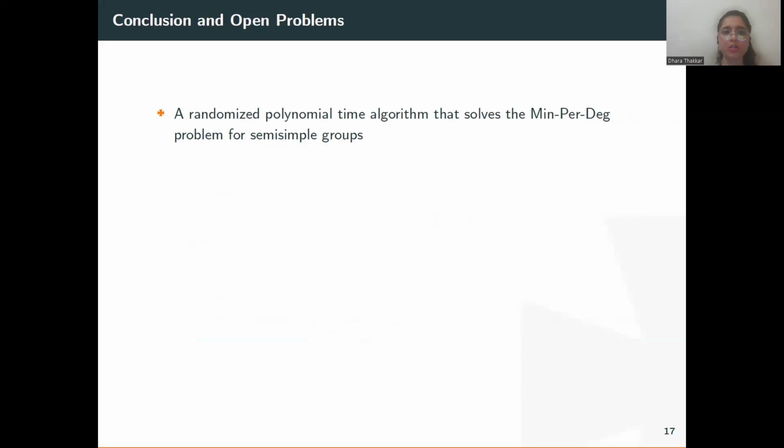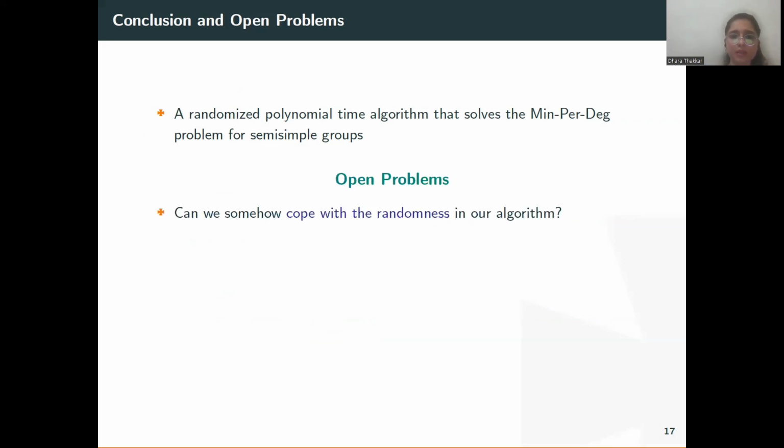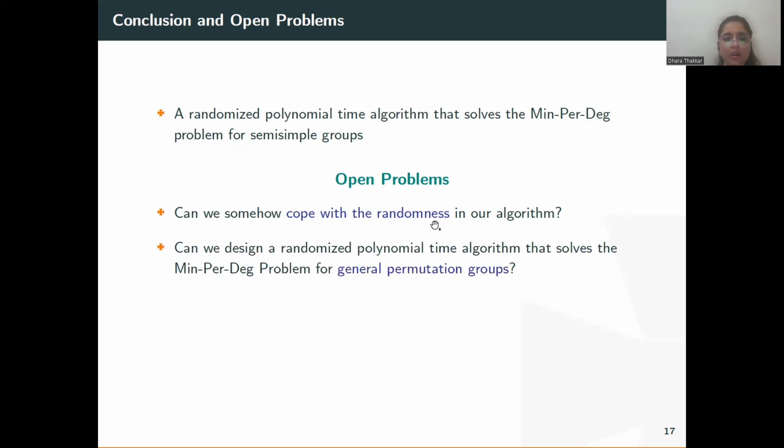So to conclude the talk, what we have seen is a randomized polynomial time algorithm that solves the minimal permutation degree problem for semisimple groups. There are certain open problems. For example, one natural open question is: can we get rid of the randomness in our algorithm? Also, can we design a randomized polynomial time algorithm that solves the minimal permutation degree problem for general permutation groups and not just semisimple groups? Or whether GI could be shown to reduce to minimal permutation degree.